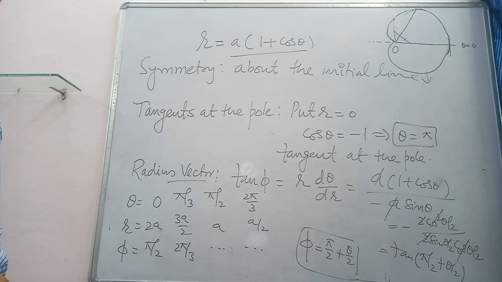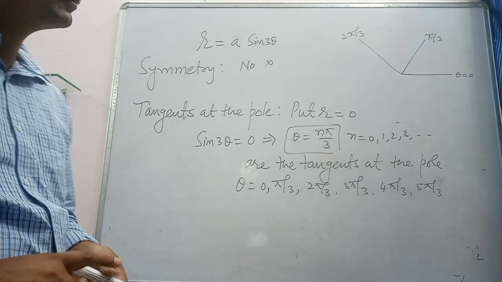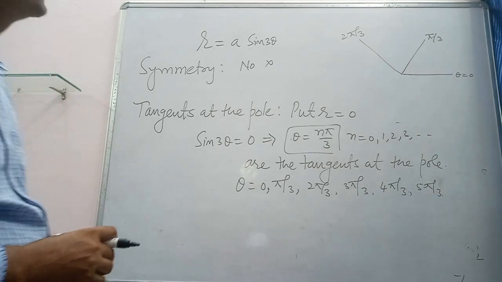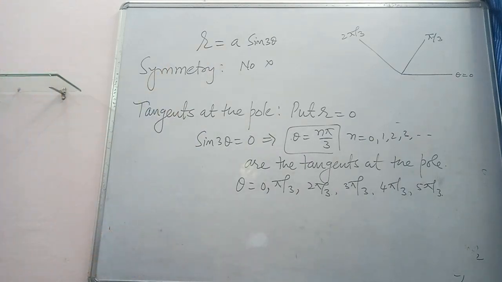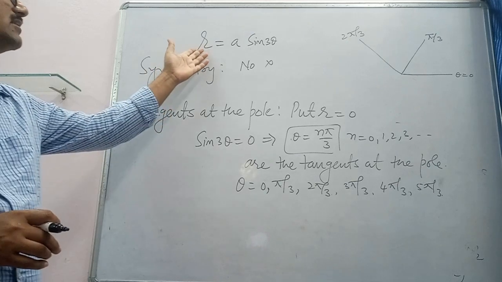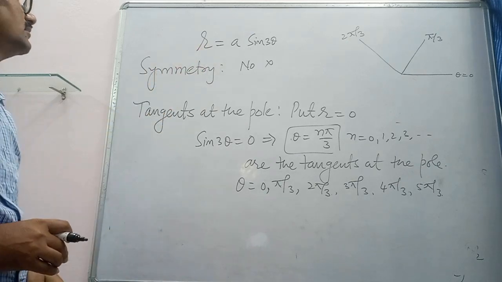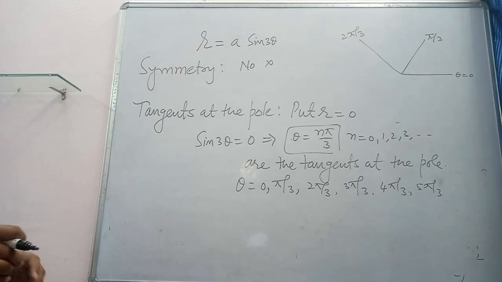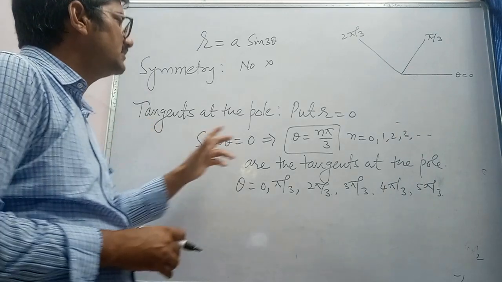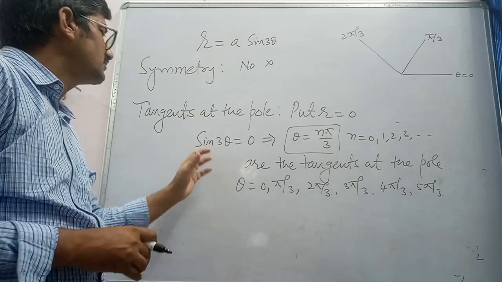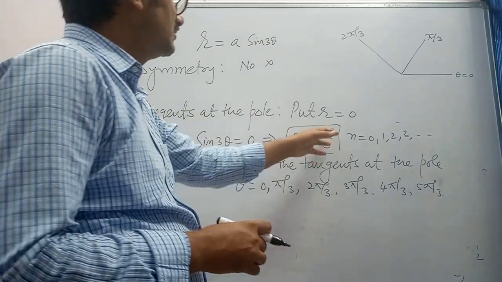Next, let us trace the curve r is equal to a sine 3 theta. This curve has no symmetry about the initial line or about the pole. If you want to find the tangents at the pole, put r equal to 0. So sine 3 theta is 0, theta is equal to n pi by 3.